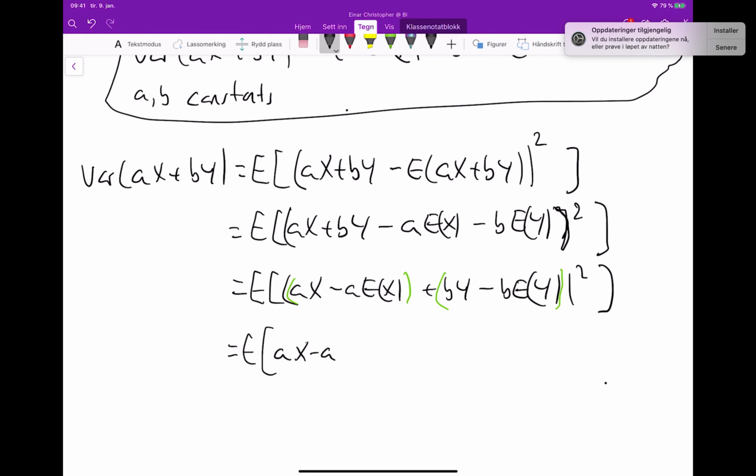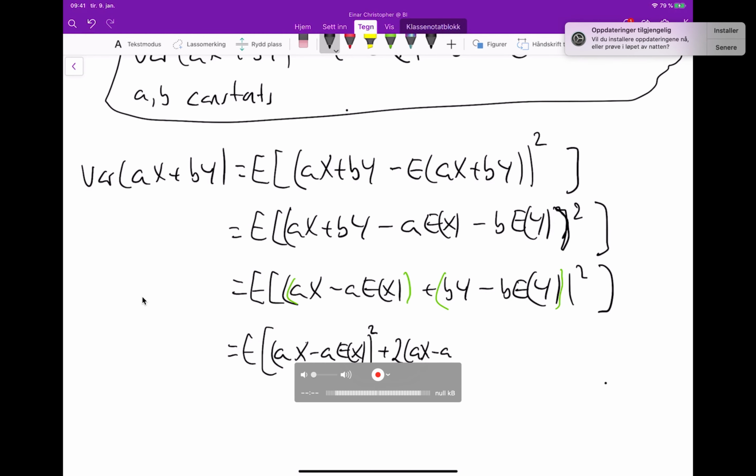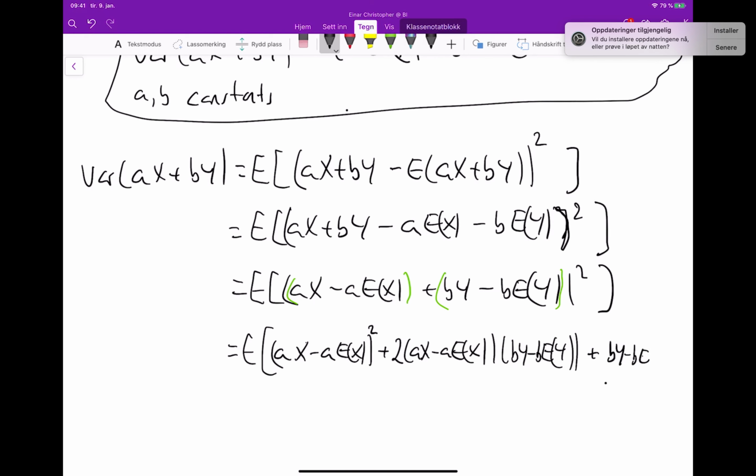ax minus a expectation of x to the power of 2 plus 2 times ax minus a expectation of x times by minus b expectation of y, parenthesis, and in the end plus by minus b expectation of y to the power of 2, like this.